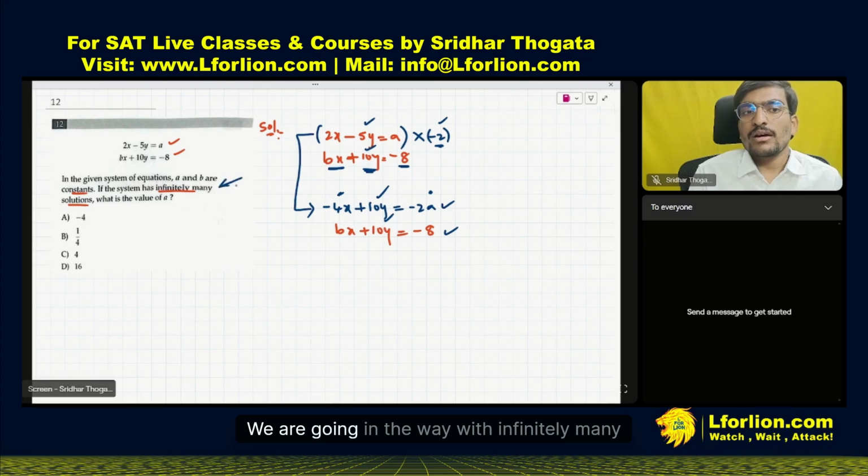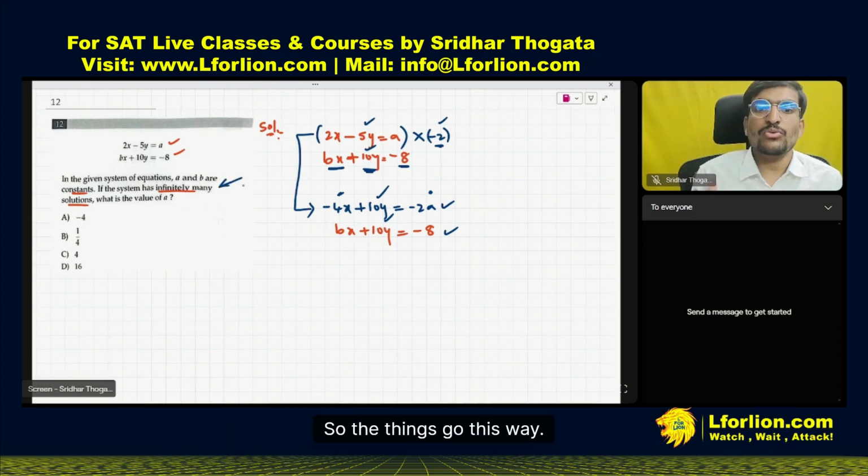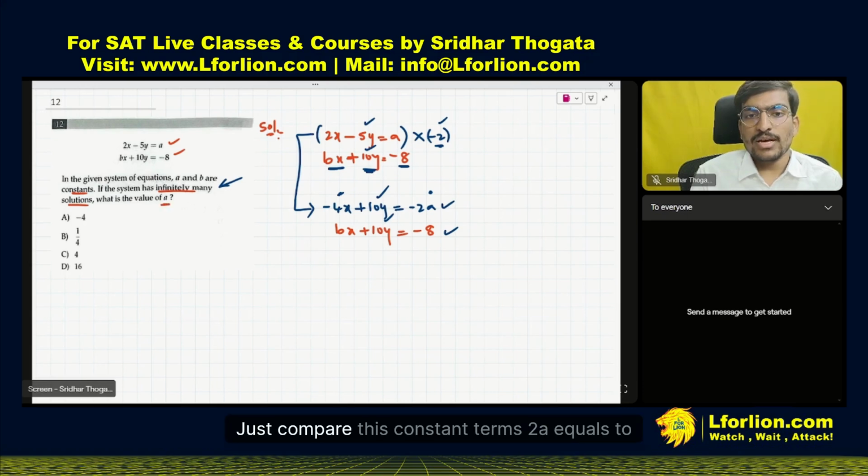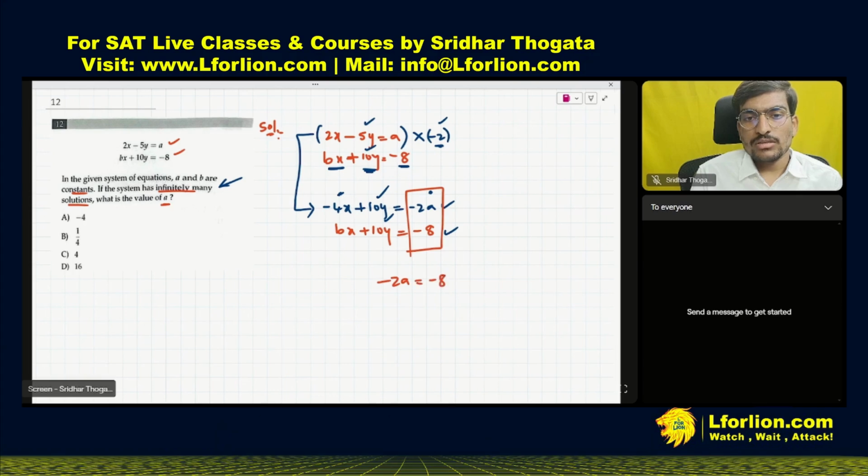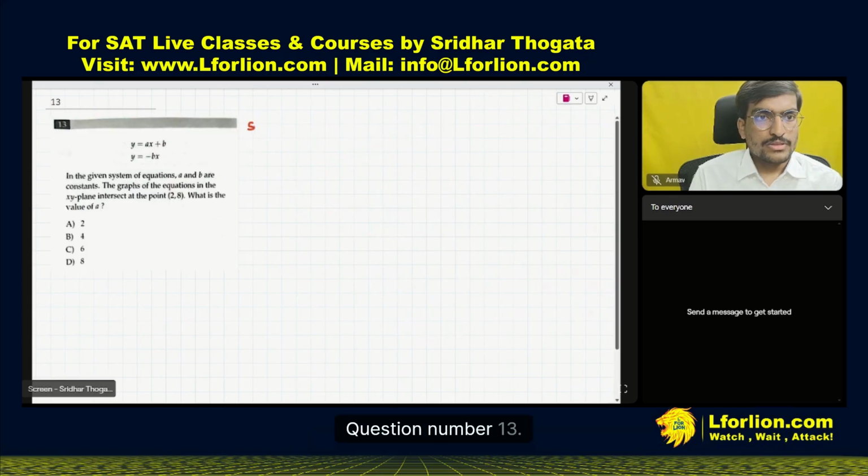We are going this way with the infinitely many solutions condition. Now what do we need to find? We need to find the value of a. Just compare the constant terms. Negative 2a equals negative 8. So cancel out the negative, 2 times 1, 2 times 4. So the value of a equals 4. Option C.